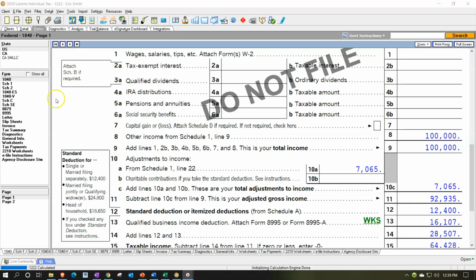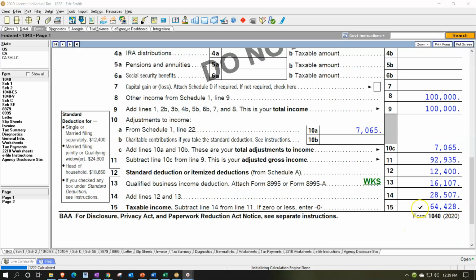So the Schedule C business is here. It's flowing into the first page of the 1040 as 100,000 on line 8. We have half of the self-employment tax being deducted here as an above-the-line deduction, getting us to the total adjusted gross income. We then have the $12,400, which is the standard deduction, qualified business income deduction 16104, and then the taxable income of the 64,428.